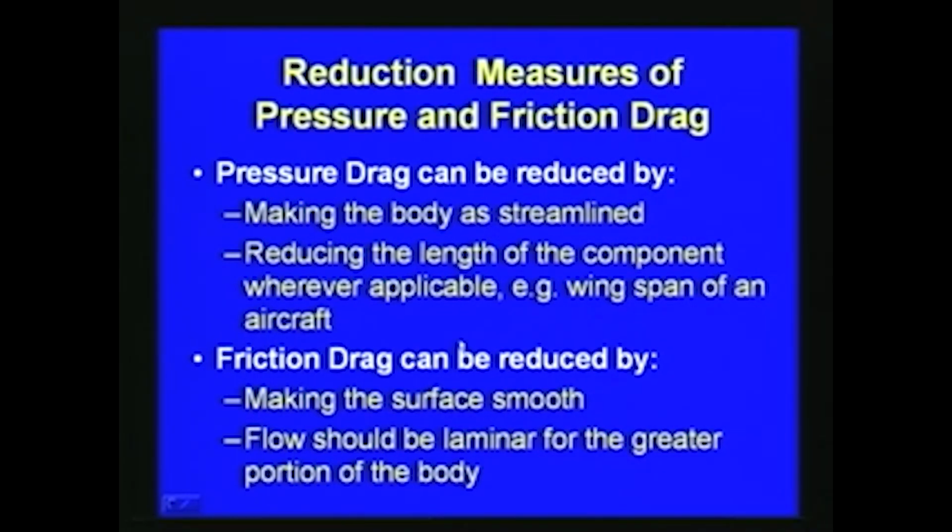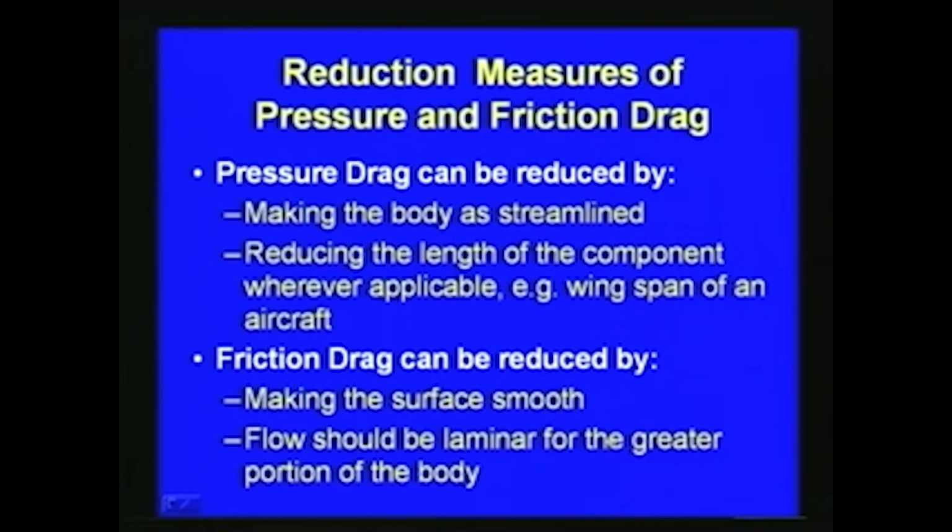For the second kind of drag, the friction drag, we can reduce it by making the surface smooth. One step to reduce friction drag is that if the surface is rough, make it smoother, and also the flow should be laminar over the greater portion of the body. If the flow is laminar, then the friction drag effect will be much lesser compared to turbulent flow.